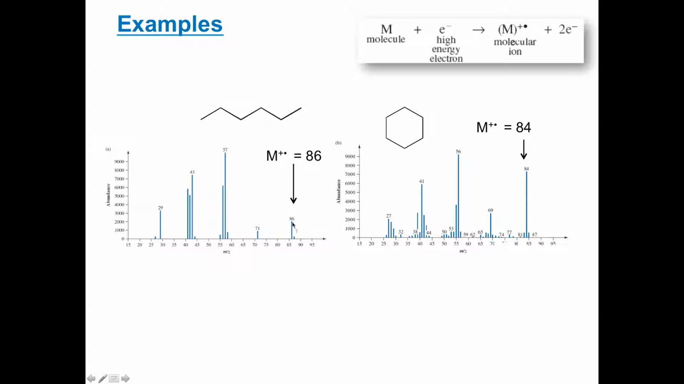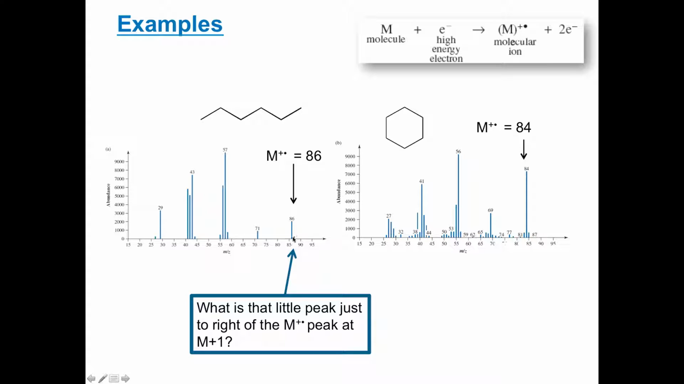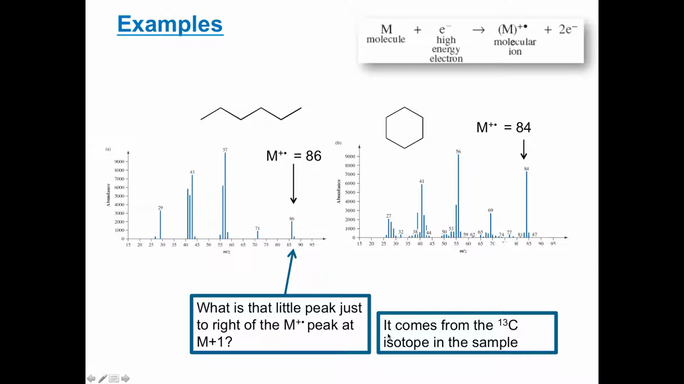Another thing to note, if you look carefully at the molecular ion here, there's a little signal just to the right of it. So what is that little signal just to the right, at M+1? There it is over here as well. There's another small signal just to the right of the molecular ion. Well, that small signal actually comes from the carbon-13 isotope in the sample. So you imagine a molecule of hexane. The vast majority of the hexane molecules will have all of the carbon atoms as carbon-12. But occasionally, a molecule of hexane will come along where one of the carbon atoms, by chance, is carbon-13. So that molecule will have a different mass. And so for those occasional times, that's why you see a little signal here to the right at M+1.